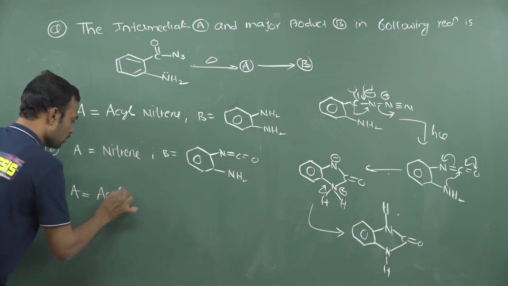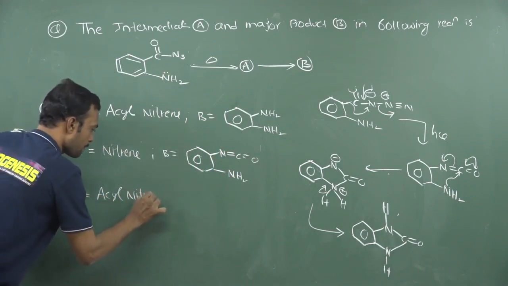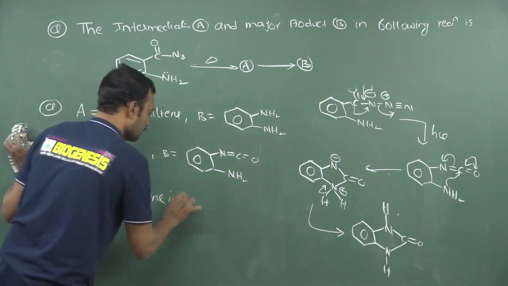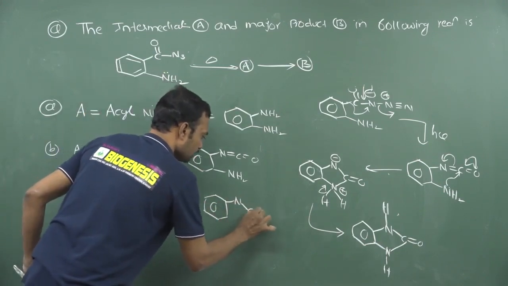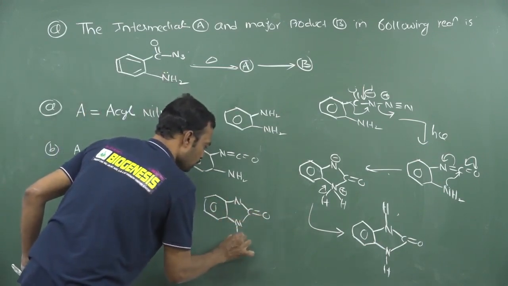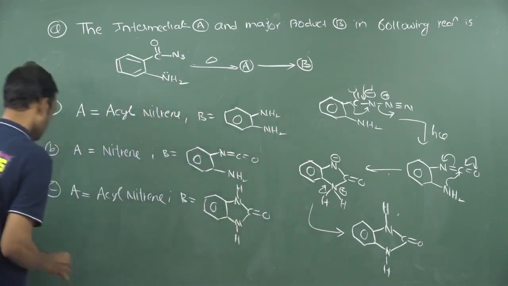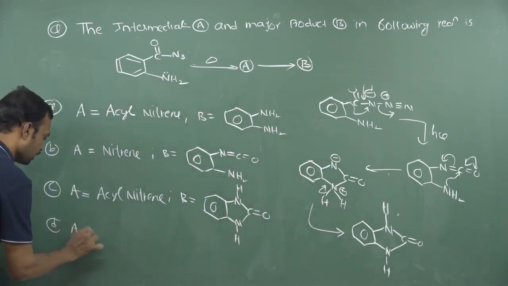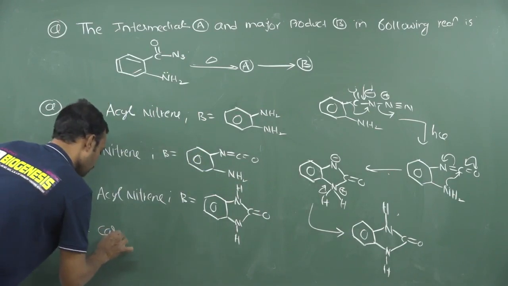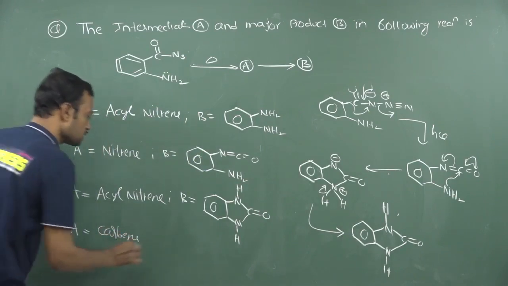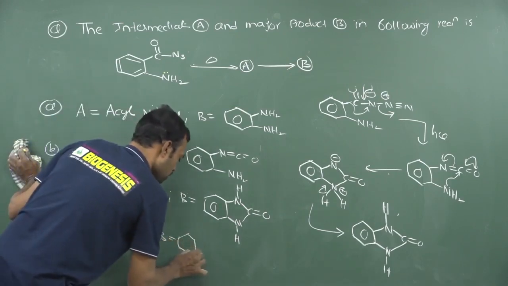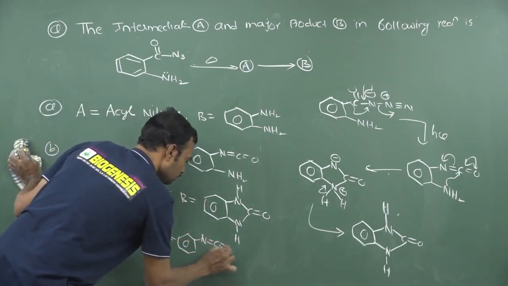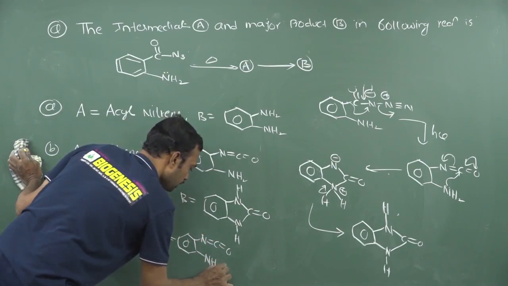Here I am using acyl nitrene, then followed by a cyclization reaction, N=O, like this. And here finally, there is a formation of carbene. I am saying carbene is the intermediate in this one. In option B, there is a formation of isocyanate like this. This is C=O, and here finally NH2.